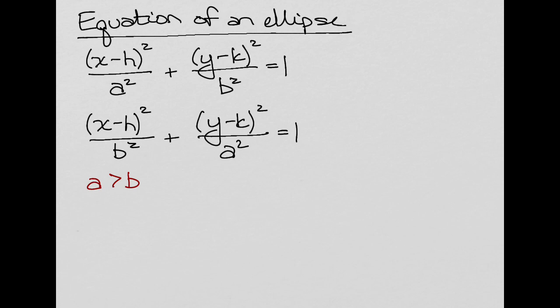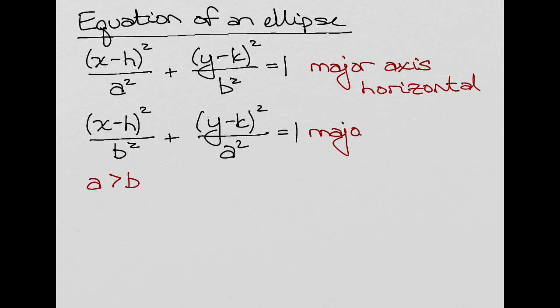Pretty much a and b are telling us which way is the long way of the ellipse and which way is the short way. If a is with the x term, if the bigger value is underneath the x term, that tells me the major axis, the long way, is parallel to the x-axis, which is to say horizontal. If a is with the y term, that tells us the major axis, the long way, is parallel to the y-axis, also known as vertical.